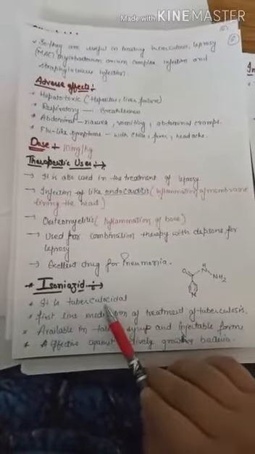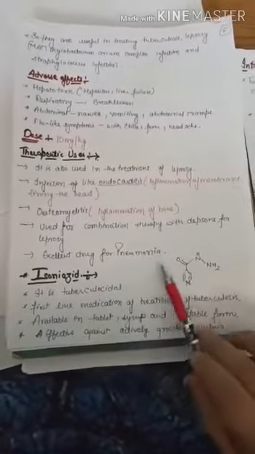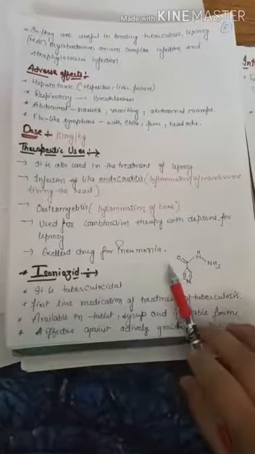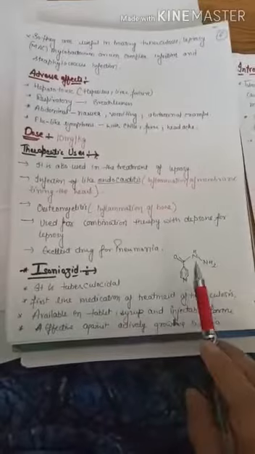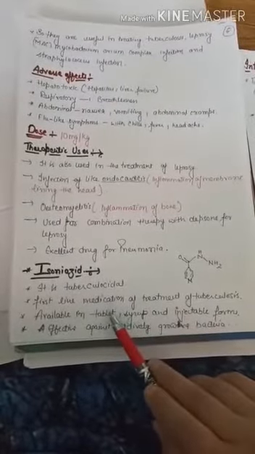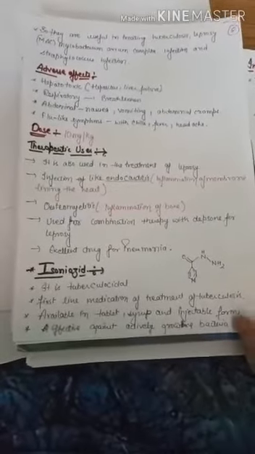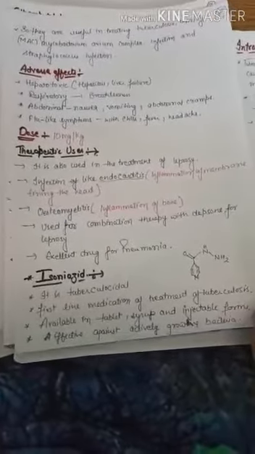It is tuberculocidal, and here you can see the chemical structure of isoniazid. First line medication for treatment of tuberculosis, available in the form of tablet, syrup, and injectable form, and this is effective against actively growing bacteria. And here you can see the mode of action.